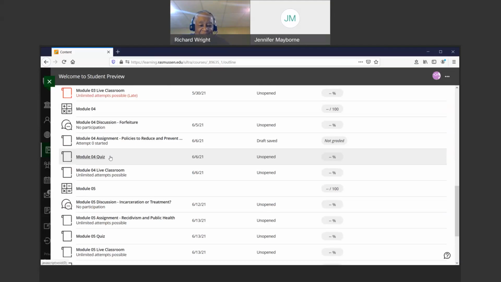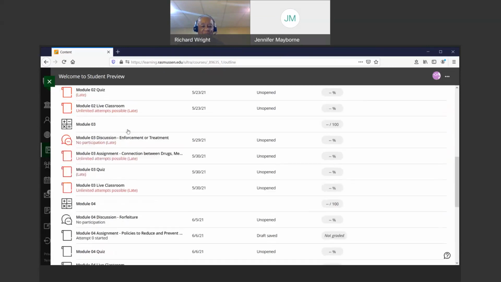And then your live classroom word or phrase, you have an advantage when you come to the live lectures. You can get that out of the way right away. So you've got 3 things that are due on Sunday: the assignment, the quiz, and the live classroom lecture phrase. Your reply post is due the day before that on the 5th.